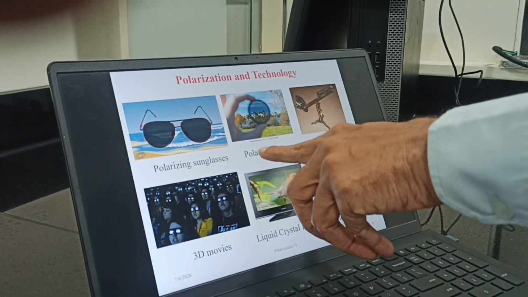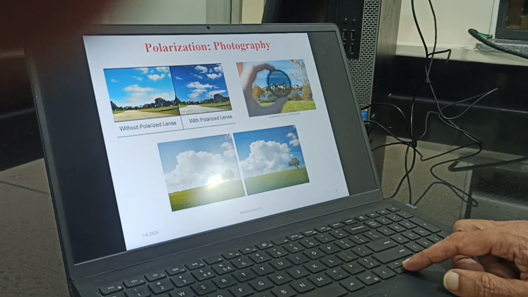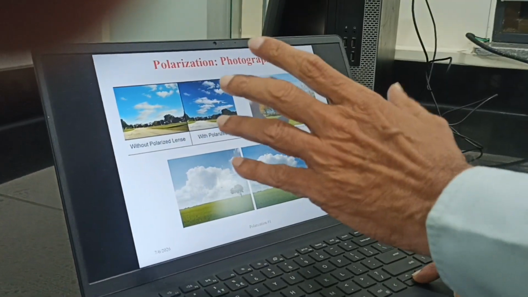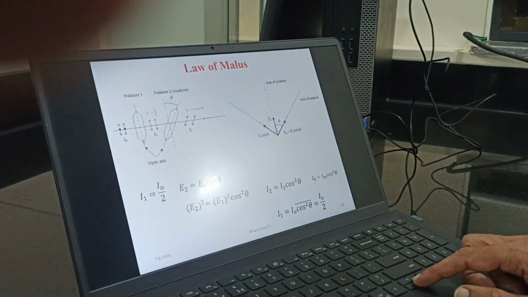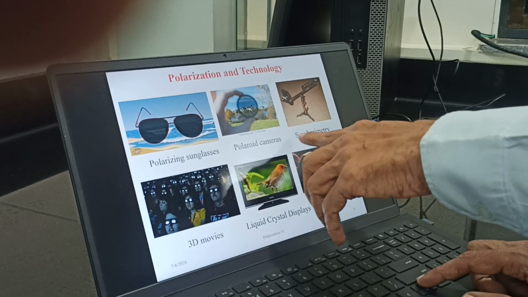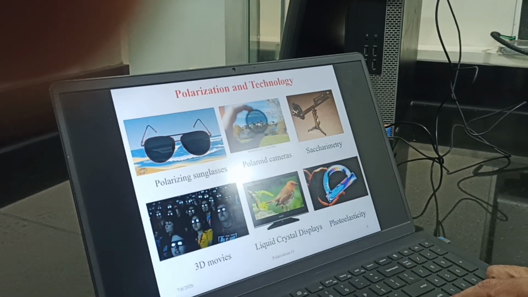Another application of law of Malus is Polaroid cameras. You know that when you fit a Polaroid on the camera, the intensity, the sharpness of the picture becomes better because the glare is reduced. Then one more application of law of Malus is saccharimetry, where we can record the concentration of sugar solution.